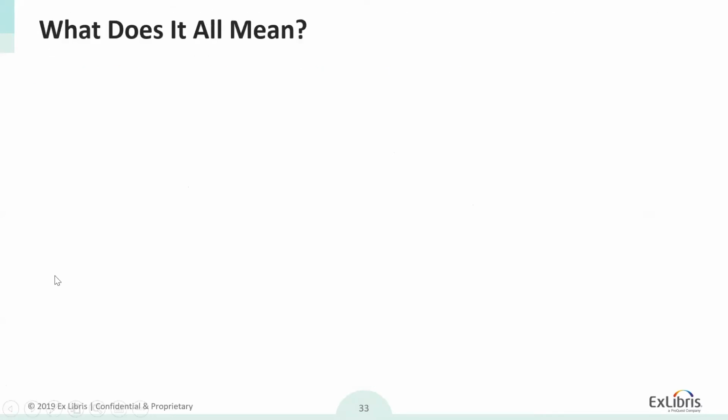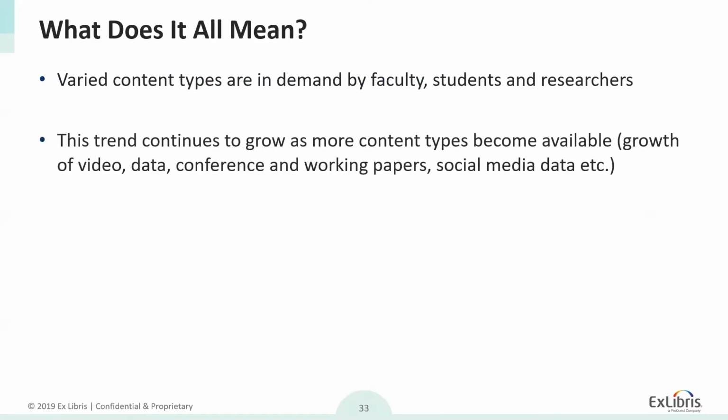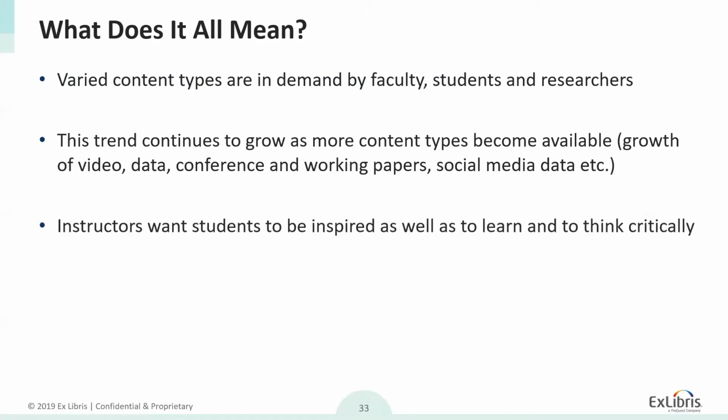So what does this actually all mean? First of all, varied content types are in demand by faculty, students, and also by researchers. And this trend continues to grow as more content types become available. That is, for example, growth of video or audiovisual data, data in general, conference and working papers, etc. This also catches the eye of the instructors who want their students to be inspired as well as to learn and think critically, of course.